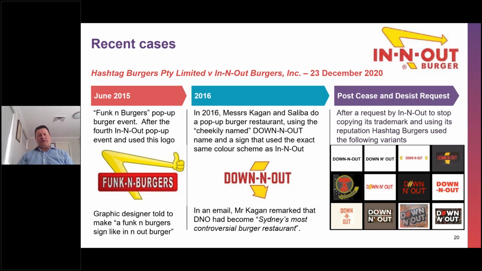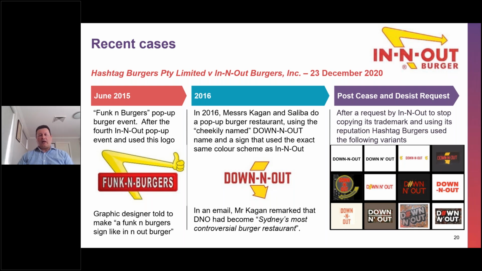So moving across to 2016, they decided to open another pop-up burger restaurant. This time, they actually changed the name to Down and Out. So Funkin Burgers, not particularly similar, but then Down and Out, cheekily named, using the exact same colour scheme, using the arrow devices, and in, again, email correspondence, Mr. Kagan remarked that D&O becomes Sydney's most controversial burger restaurant. So quite clearly there was knowledge that what they were doing was something very close to the wind and could be viewed as conduct which was misleading and copying In-N-Out Burger.